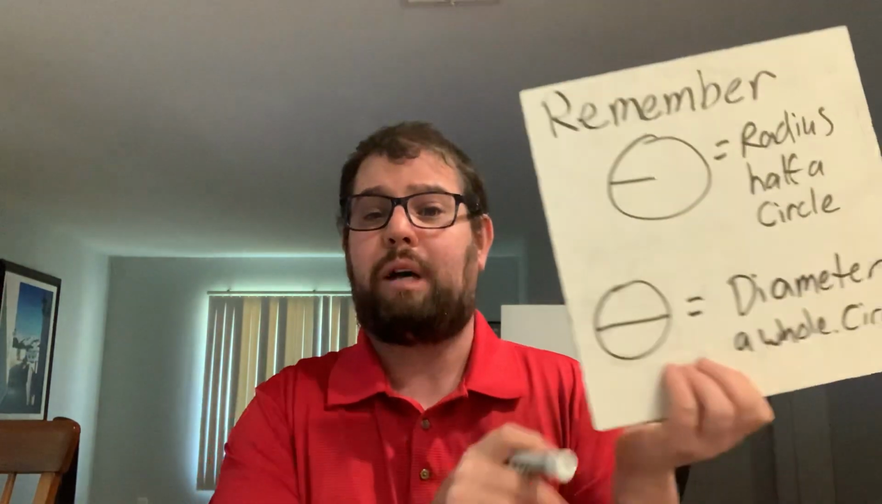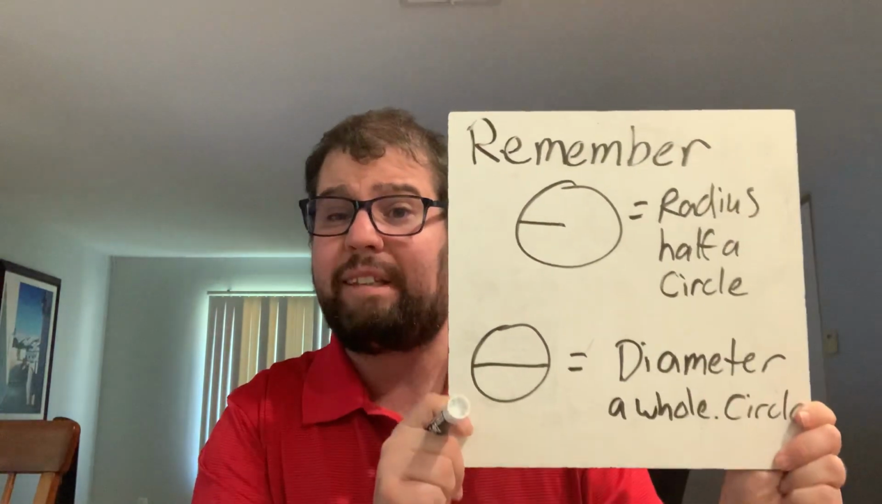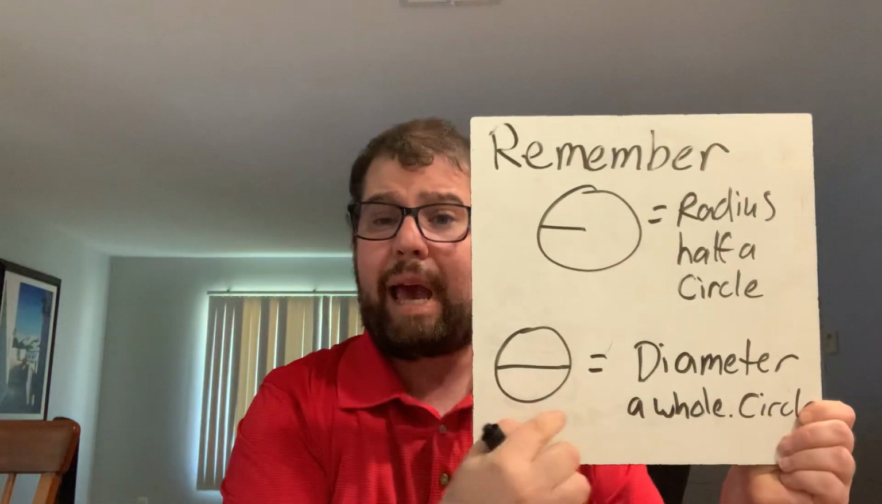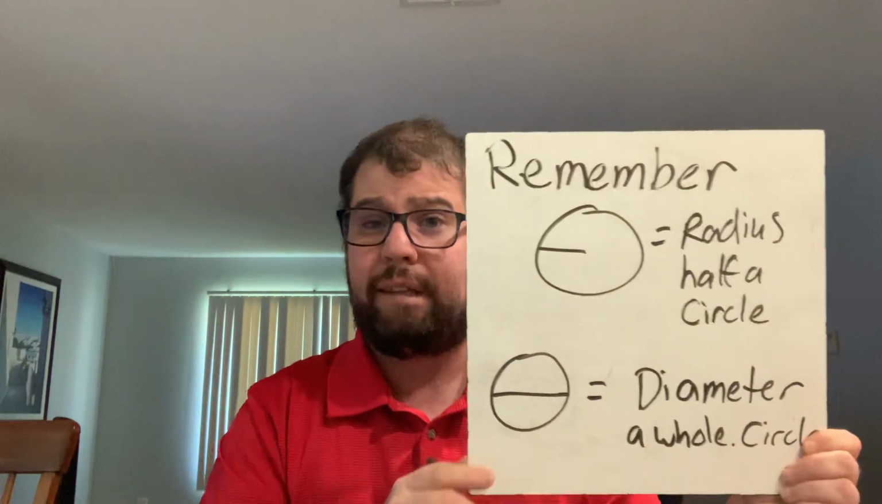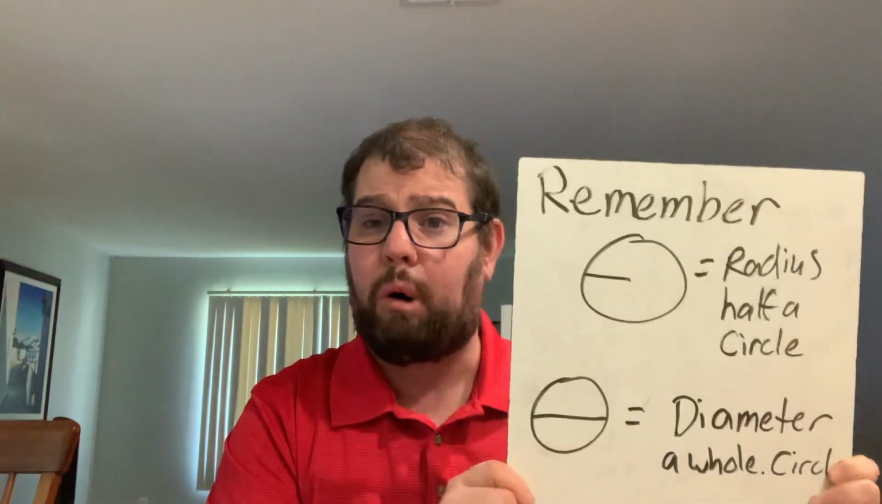Very excited. I know from Zoom and from emails that a lot of people were having trouble. Remember, a radius is when you have half the line. A diameter is when you have the whole line. In none of our formulas are you ever going to need a diameter. You always need the radius.